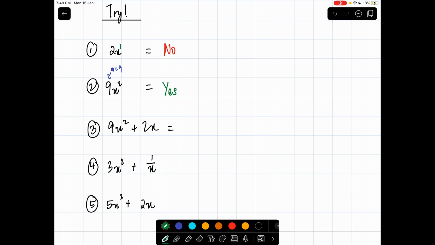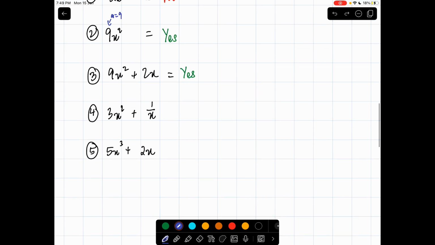This one is also a quadratic expression because it fulfills all the 4 rules. A is not 0, the highest power is 2, and then there is only one variable in the whole expression. And also the powers for both the x are positive and whole numbers. If we have 1 over 2 here, or we have negative 2 here, this will automatically be disqualified because it is not what we want. It does not fulfill the rules. Let's go to the fourth one.